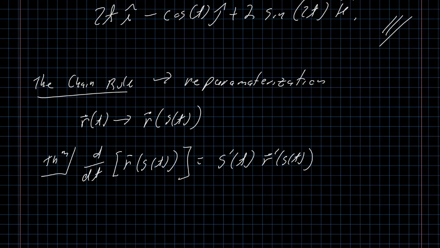Well, I know what the chain rule looks like for a real valued function. We've already just used it in the previous example. And I claim that the chain rule is going to work the same for a vector valued function. The derivative of r of s of t will be s prime of t times r prime of s of t, which is a little bit backwards from how you would write the chain rule for a real valued function, but we have to write it this way.